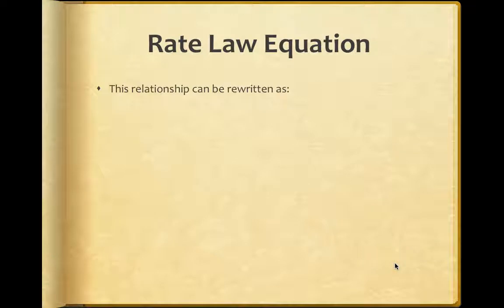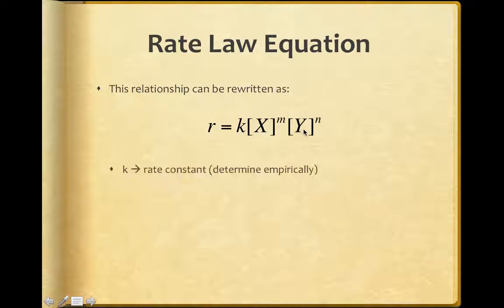So our rate law expression can be rewritten as an actual equation. When we're converting a proportionality statement to an equation, we have to introduce a constant. So we can rewrite this expression to say that the rate of a reaction is equal to some constant, which we're going to call the rate constant, times the concentration of our reactants raised to some power. In this case, because we said we had two reactants, X and Y, it's [X] raised to the power of M times [Y] raised to the power of N.